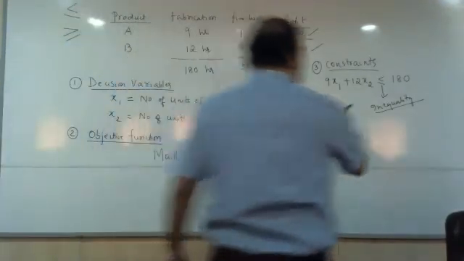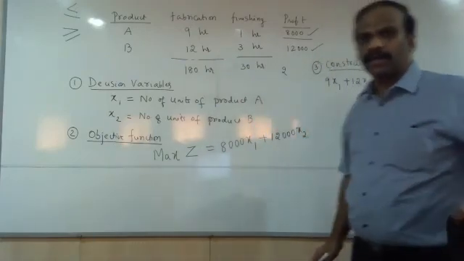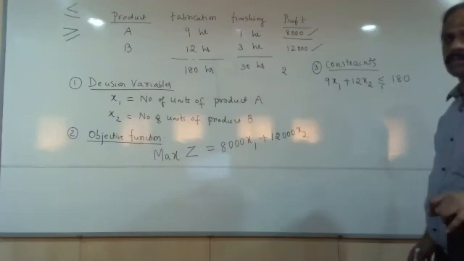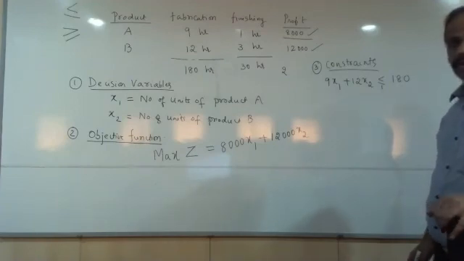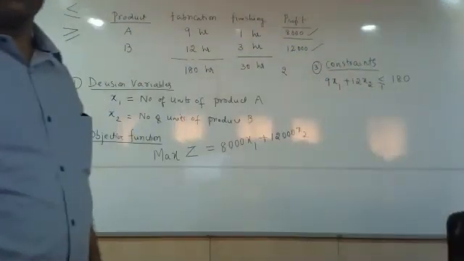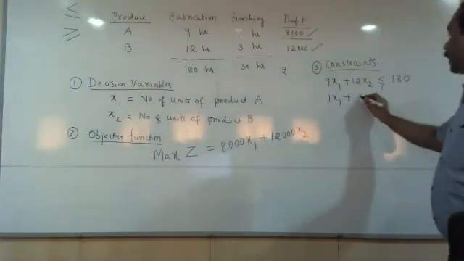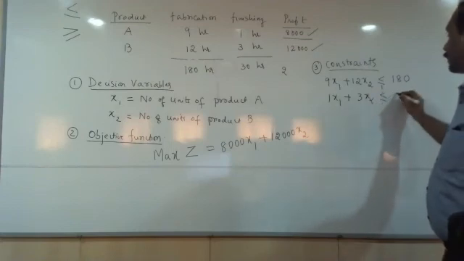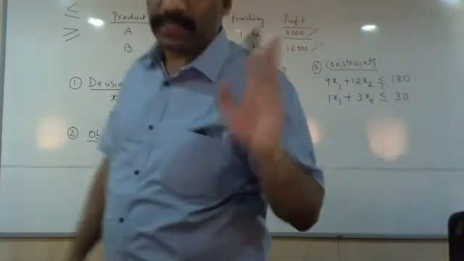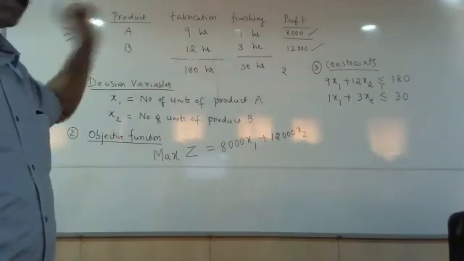Now can anybody please tell me, on a similar line, the equation for the second one? Let's look at the equation for finishing. Can you please tell me the equation for finishing on the same lines? Now, 1x1 plus 3x2 less than or equal to 30. 1x1 plus 3x2 is less than or equal to 30. That's it. Very simple question. So there are only two constraints in this particular problem. The first constraint is with respect to fabrication and the second constraint is with respect to finishing.